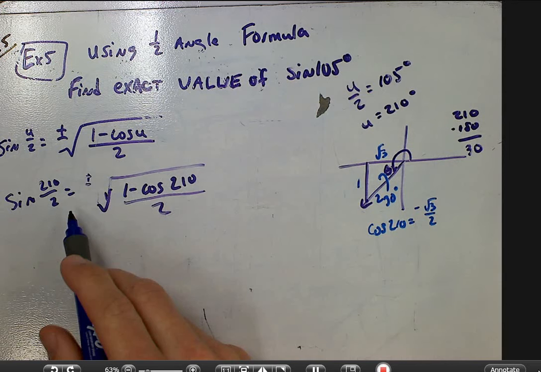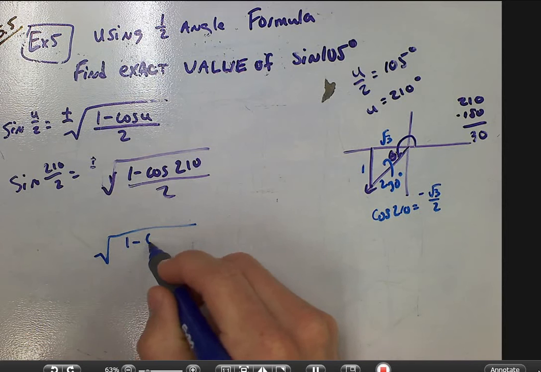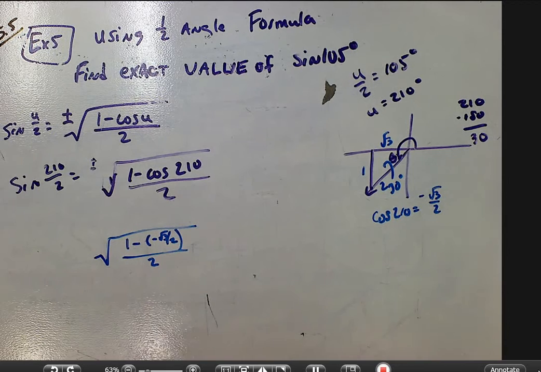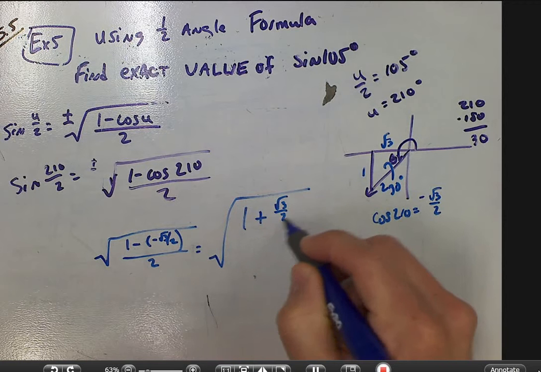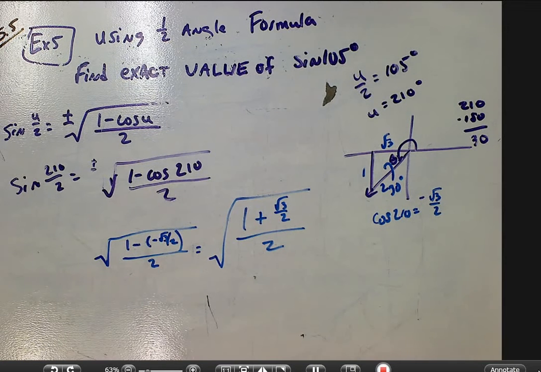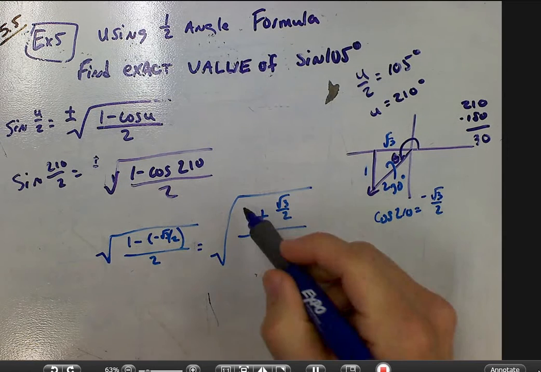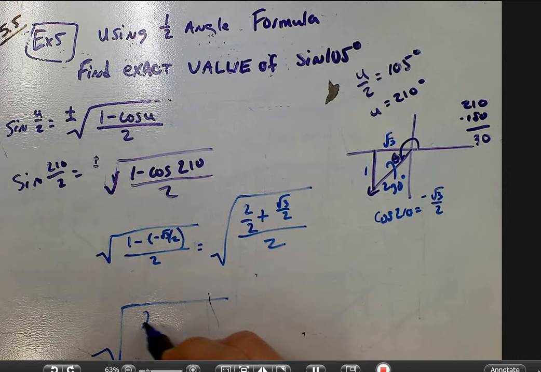So this formula becomes the square root of (1 minus negative square root of 3 over 2) divided by 2, which equals the square root of (1 plus the square root of 3 over 2) all over 2. And now we've got to simplify this. So I'm going to take out the 1 and replace it with 2 over 2, because 2 would be its common denominator. And that would give me the square root of (2 plus square root 3 over 2) all over 2.